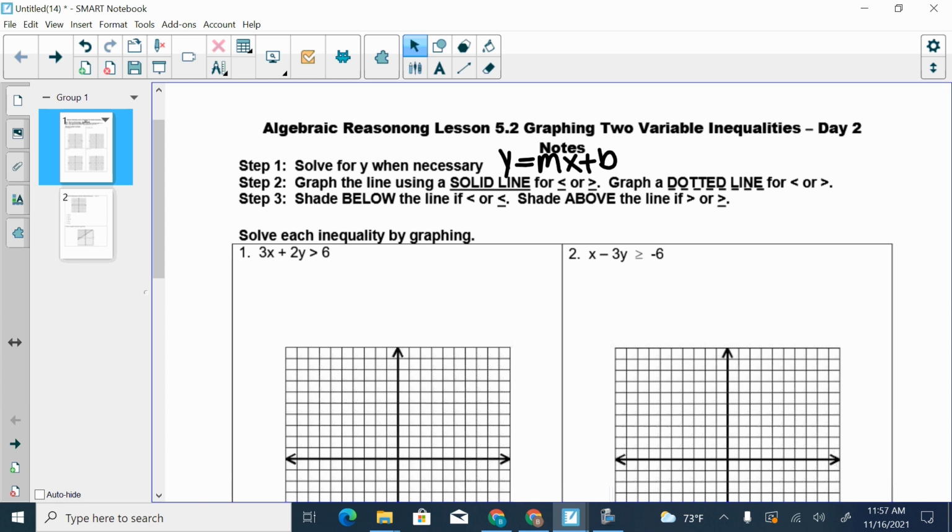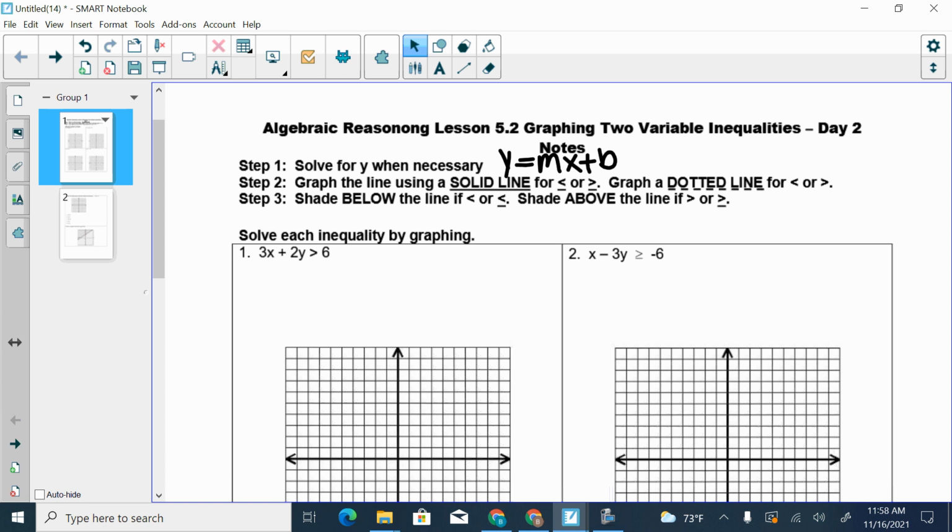Okay, then we have to decide if, when we connect our points, we're going to connect them with a solid line or a dotted line. We figure that out by looking at the inequality. If it has the equal to sign with it, like either of these, then we use a solid line. If it doesn't have the equal to sign, like either of those, you connect your points with a dotted line.